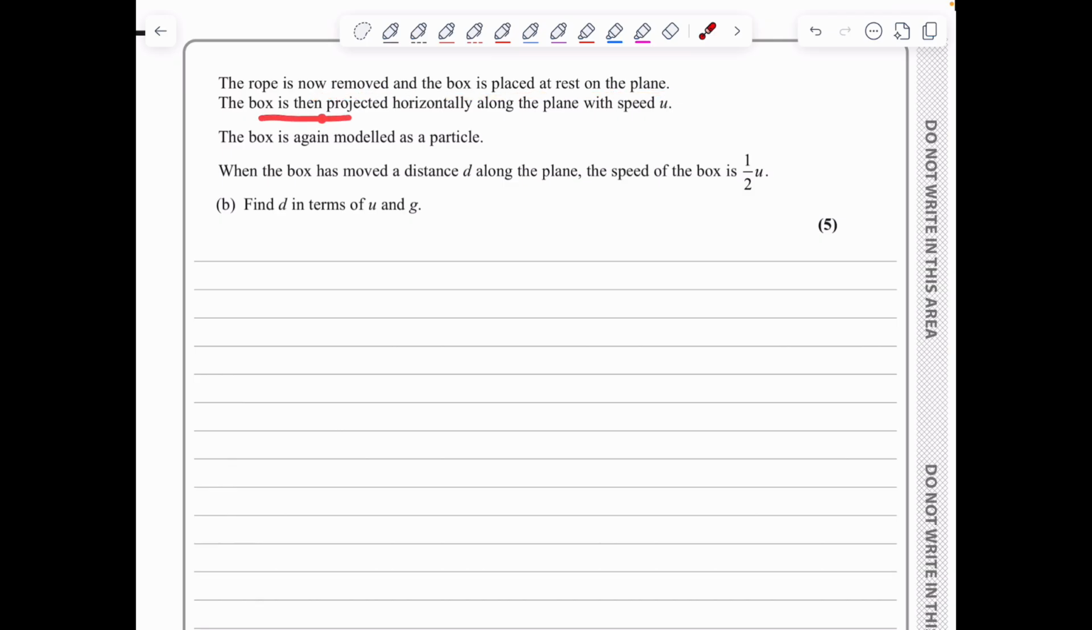The rope is now removed and the box is placed at rest on the plane. The box is then projected horizontally along the plane with speed u, and we're again modeling the box as a particle. Now when the box has moved the distance d along the plane, the speed of the box is a half u, and we need to find d in terms of u and g. So let's draw a diagram here. We've got the box sitting on the plane. It's projected with speed u. So when it has moved the distance d, it has a speed of a half u.